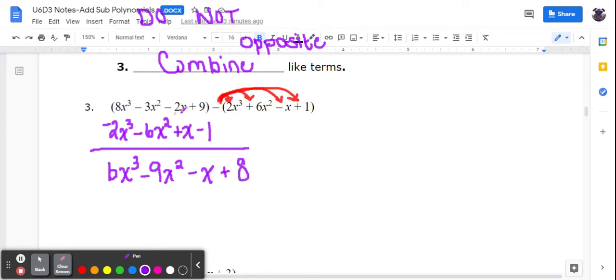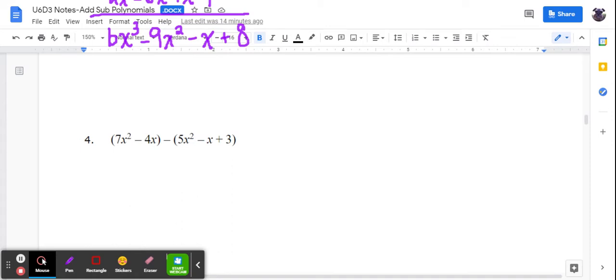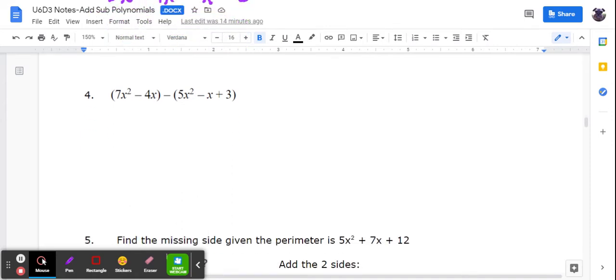polynomial. So the first polynomial will stay the same. I rewrote the second one underneath it, changing every single sign, and now combining like terms. Here is your answer. Okay, so let's try this one here.